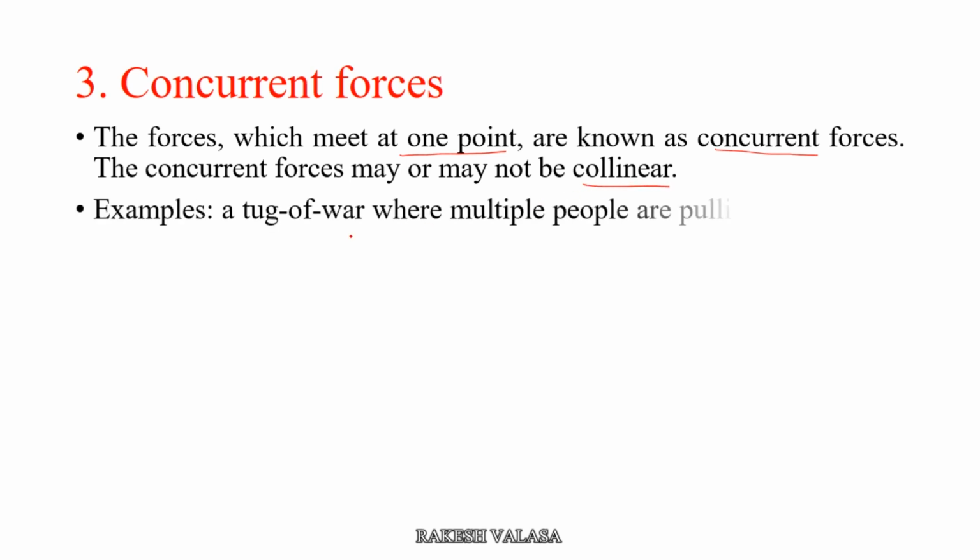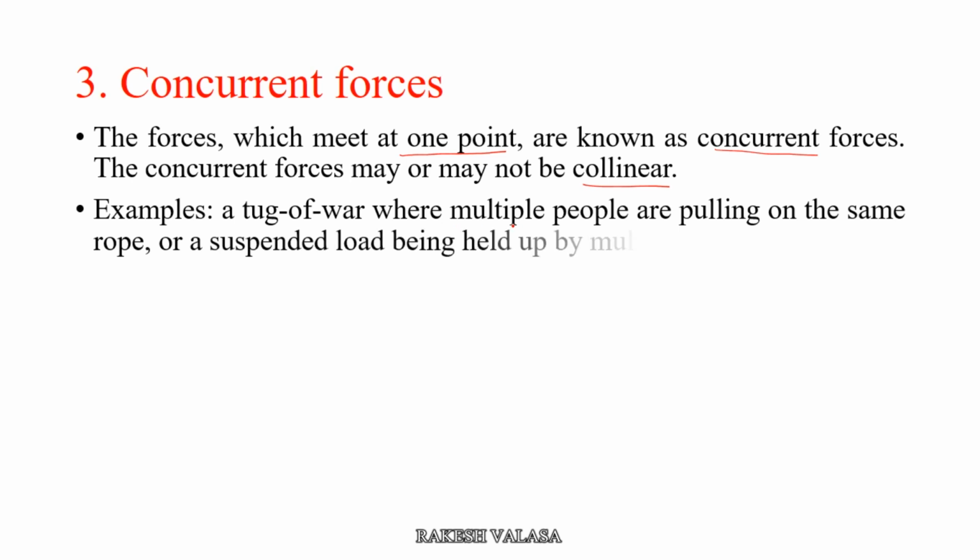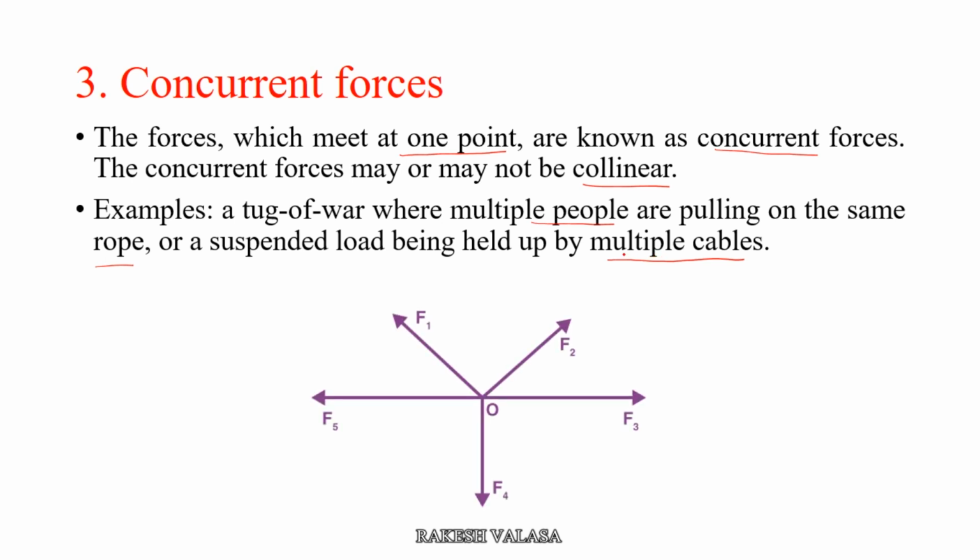Examples: a tug of war where multiple people are pulling on the same rope, or a suspended load being held up by multiple cables. You can see here F1, F2, F3, F4, F5. These are the forces passing through or meeting at one point O. That is called concurrent forces.